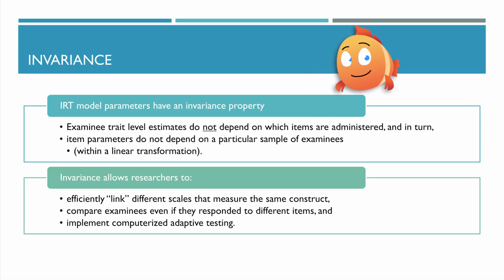Item response theory model parameters have an invariance property. What this means is that the examinee trait level estimates, so the theta estimates for an individual person, do not depend on which items are administered. And this in turn means that item parameters do not depend on a particular sample of examinees, within a linear transformation. And why is this important? Well, it allows researchers to effectively link different scales that measure the same construct.